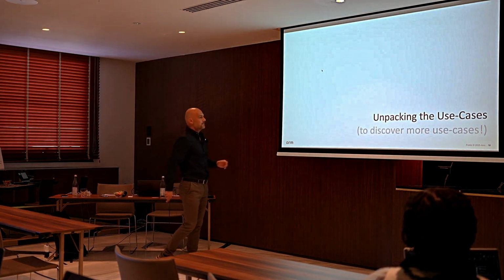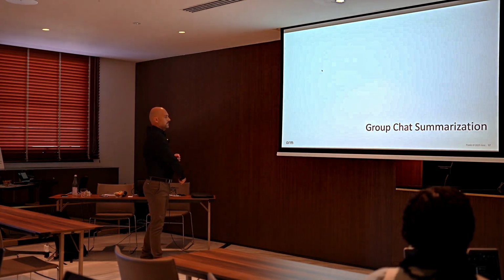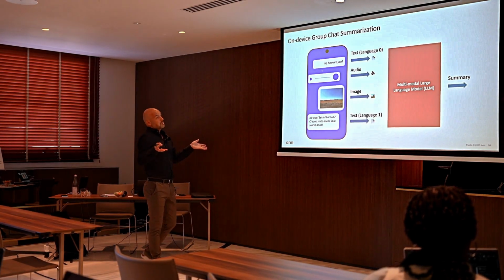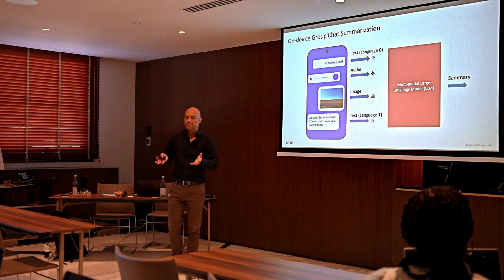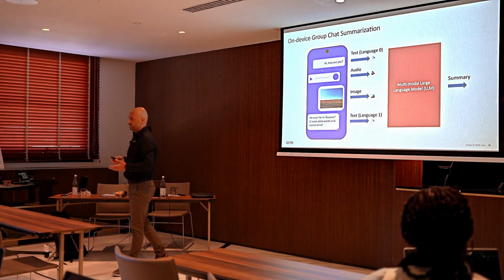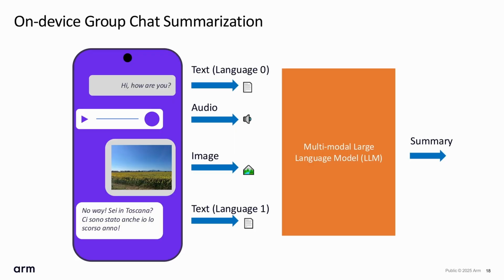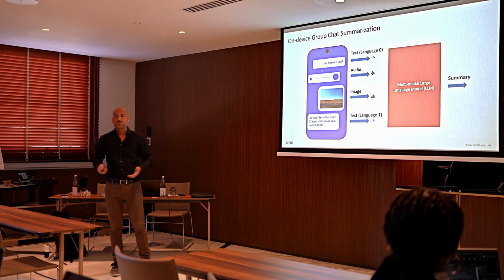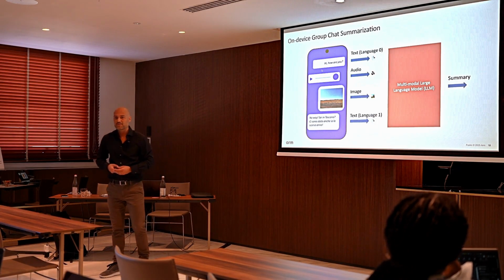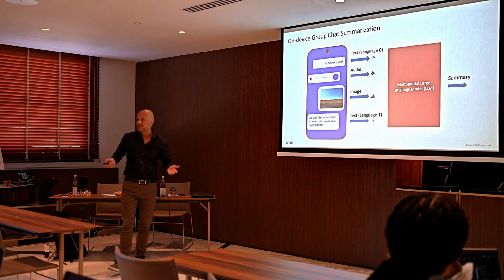So let's unpack the group chat summarization. This is a summary, let's say a high-level overview, of what you have on a messaging app. So you have text, you have audio samples, records, you have images, and maybe someone in the group is also not an English speaker.